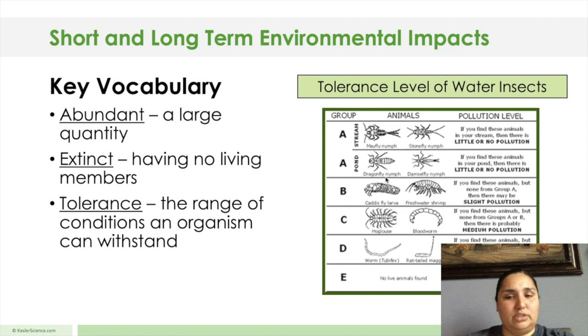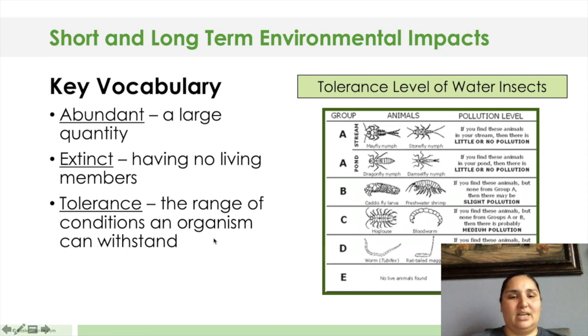Slight pollution would be a fly larva or a freshwater shrimp. Medium pollution would be that bloodworm. Okay? A lot of pollution. You can have some worms that can live in very polluted areas, a lot of pollution, or a rat-tailed maggot. And so far, there have been no live animals found in very polluted water.